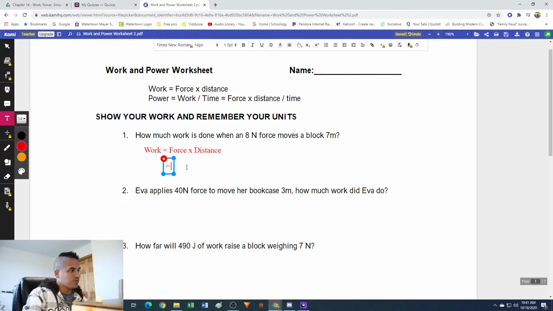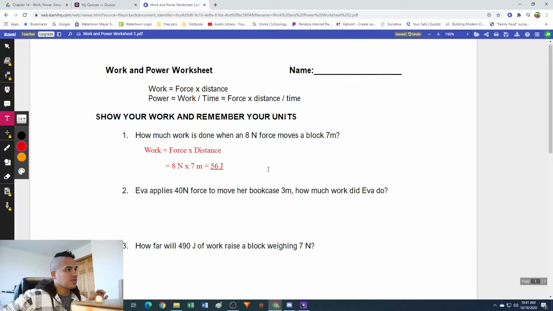So this is going to be equal to 8 newtons of force times our distance in this case, which is going to be 7 meters. So this one's going to be pretty straightforward. We'll take 8 newtons, multiply that by 7 meters, and we will get a work. So let's see, 8 times 7, we get 56. And of course, the units for work are joules. So 56 joules of work will be done. We'll underline this to show that that is our answer. Okay, there we go. Pretty simple.